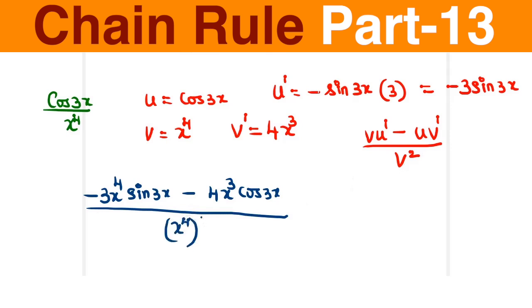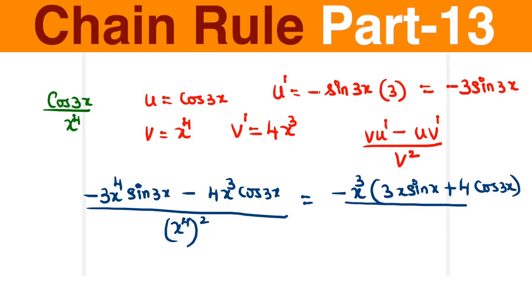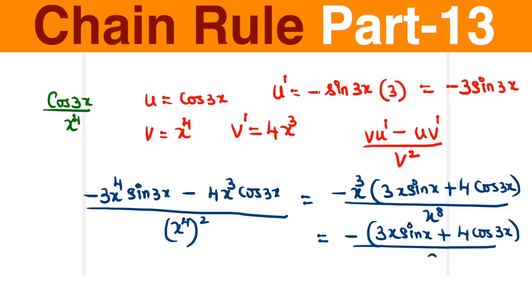which is (x power 4) the whole square. Now let's simplify this. So this is going to be minus, I'm taking the x cube common outside. So this is 3x sine 3x plus 4 cos 3x divided by x power 8. You can cancel this x cube with x power 8 and write this in an even simpler form of minus 3 times (x sine 3x plus 4 cos 3x) divided by x power 5. I've just removed the x power 3 and x power 8 and simplified that with a denominator.